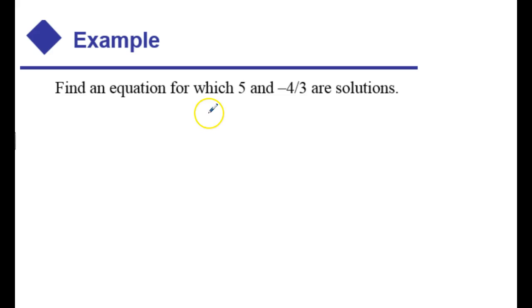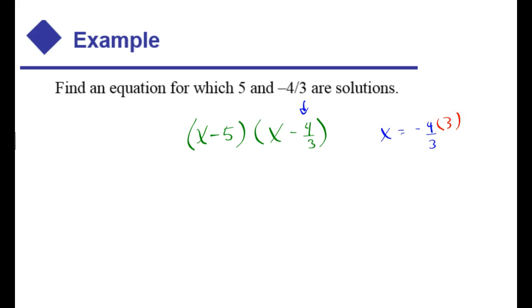So here comes an example. If 5 is a root, then x minus 5 is a factor. And then x minus 4/3 is also a factor. Now, by definition, we can't have factors that aren't integers. So if x really does equal negative 4/3, I could multiply both sides by 3 because it's a nice equation here. And so I get 3x is equal to negative 4.